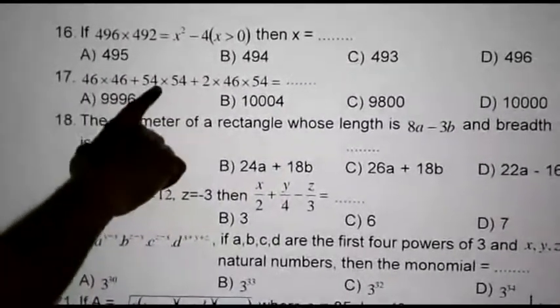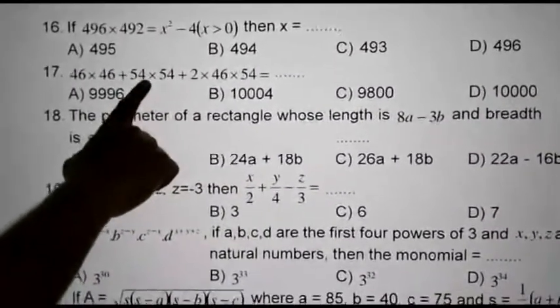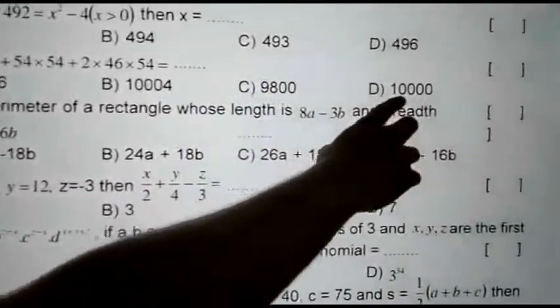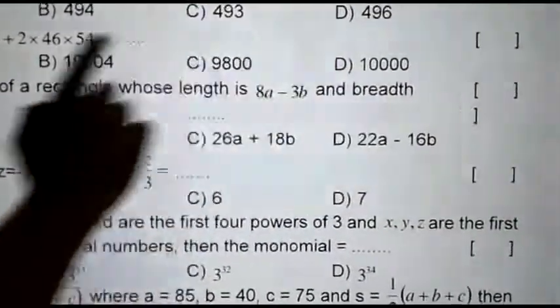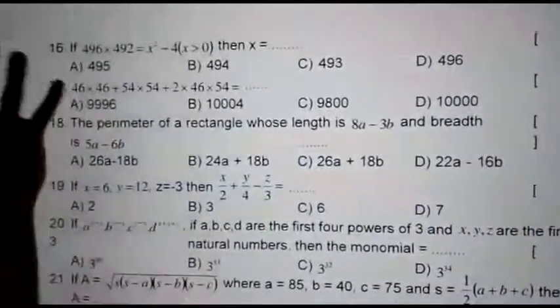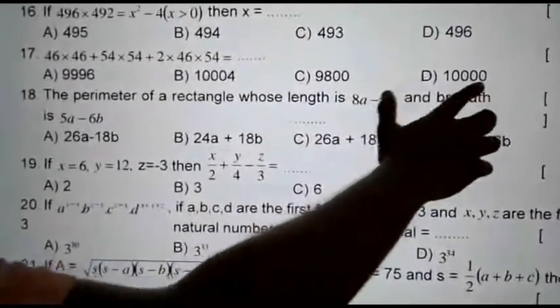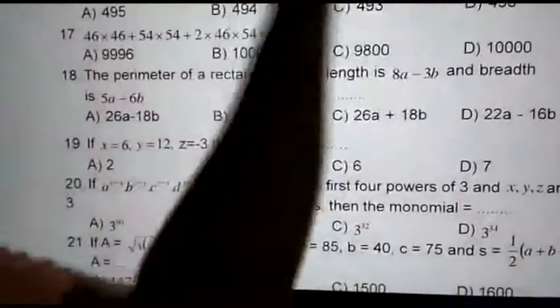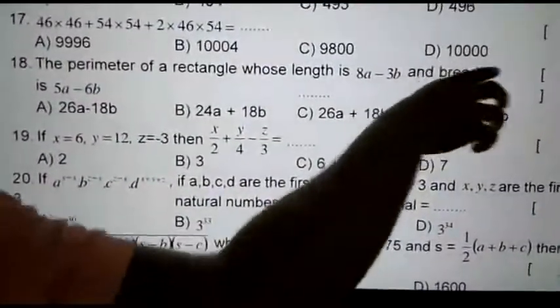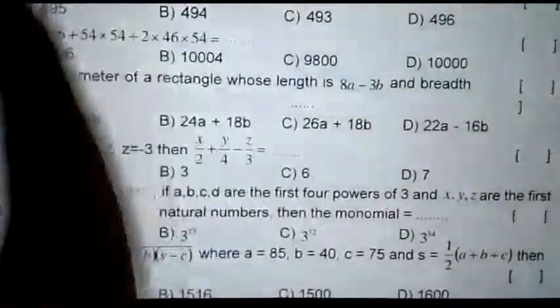46 plus 54 means 100. 100 whole square means what? How to square 100? In a square, the number of zeros will be doubled. So the answer will be 10,000.